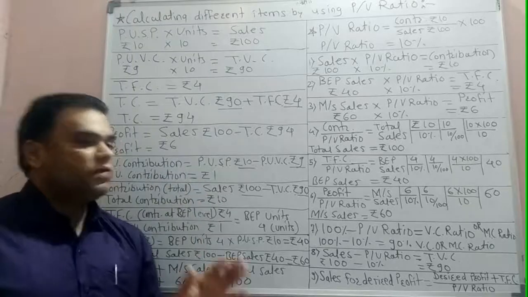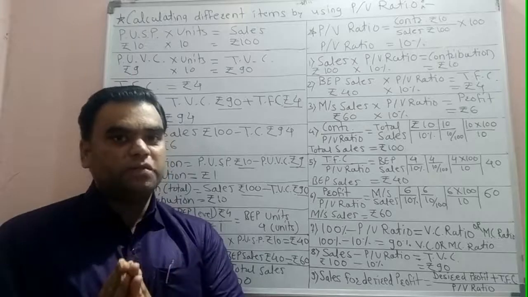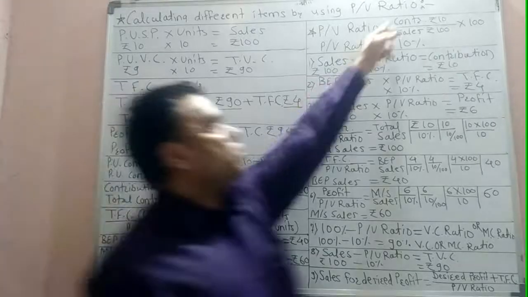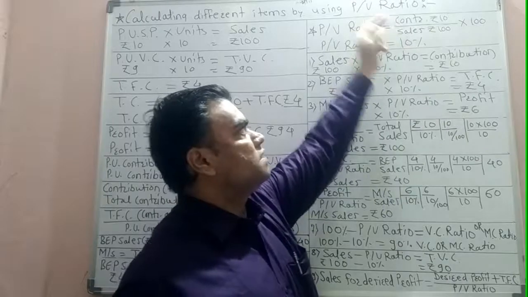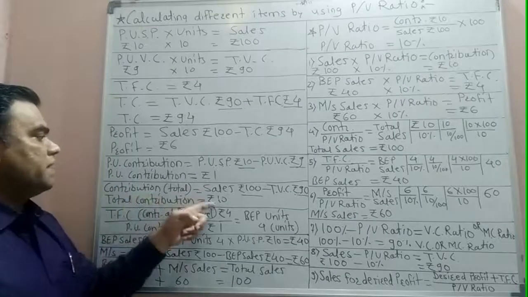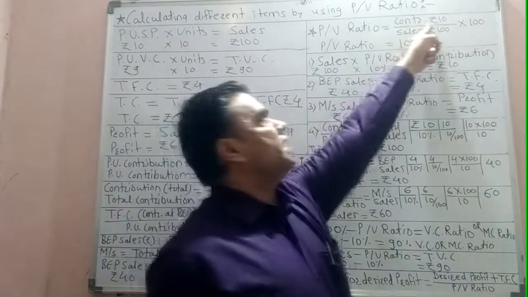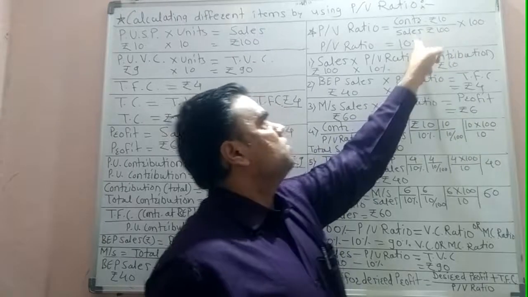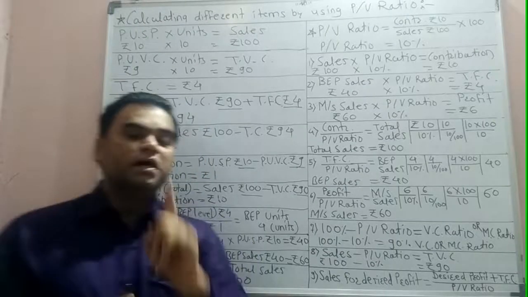Okay, now we are going to calculate PV ratio. PV ratio means contribution to sales ratio. So as the name indicates, contribution to sales ratio. So PV ratio is equal to contribution to sales ratio. Contribution, which is rupees 10. Sales 100 less total variable cost 90. Contribution is 10. Contribution 10 divided by sales 100. So 10 upon 100 into 100. So PV ratio, that is contribution to sales ratio, is 10%.